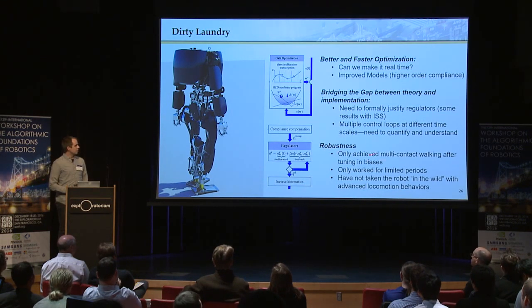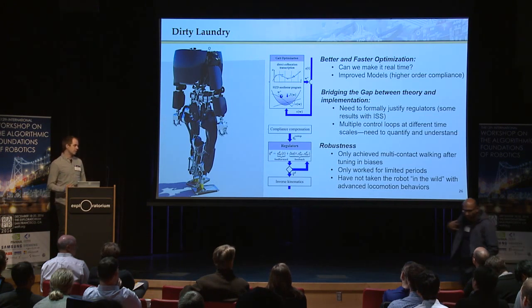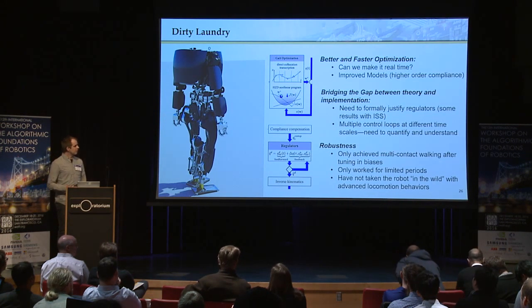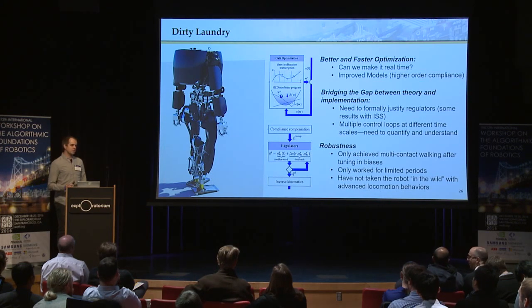And full disclosure, every time we bring the robot up to do this multi-contact walking, it takes a significant amount of time to tune all of these biases and gains. And once we have it going, it'll walk for several minutes, say 1 to 2 minutes, before it needs human intervention to keep it from falling or hitting the edges of the treadmill.